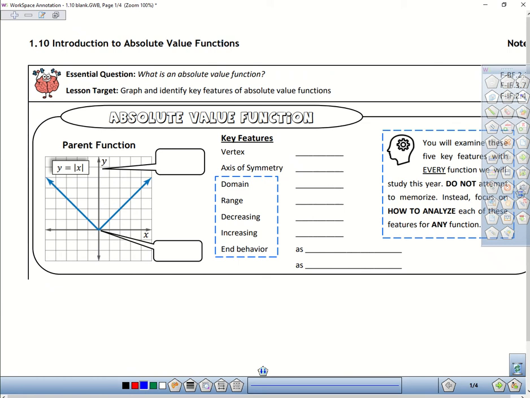All right. So today we're going to be talking about introduction to absolute value function. So how many people in here have heard of an absolute value function? All right, not too bad.